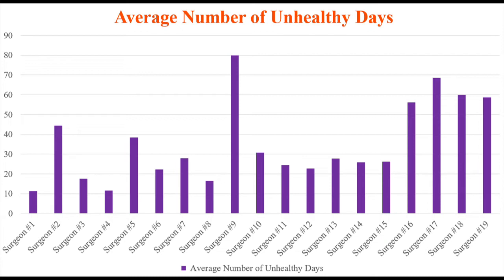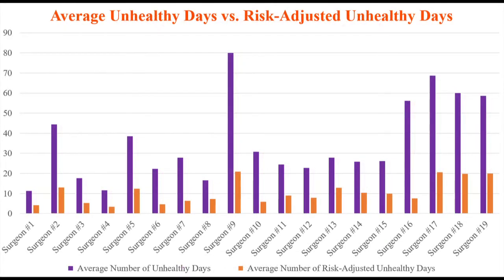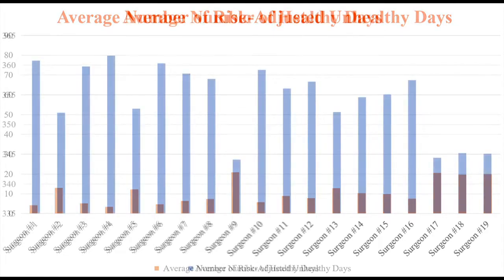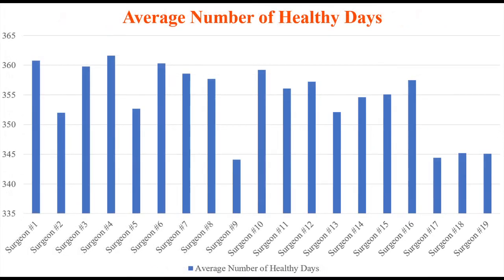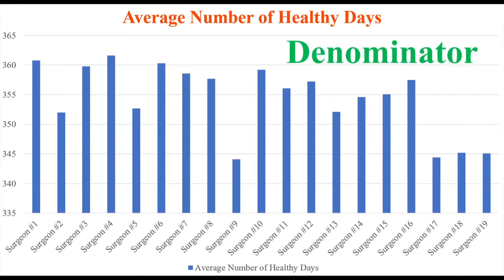This graph shows each surgeon's average number of unhealthy days. Just like with the claims, we have to risk adjust these unhealthy days to level the playing field, and use the risk-adjusted unhealthy days in our calculation. We subtract each surgeon's average number of unhealthy days from 365 to get their number of healthy days. That's our denominator.